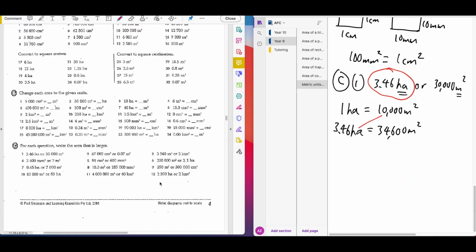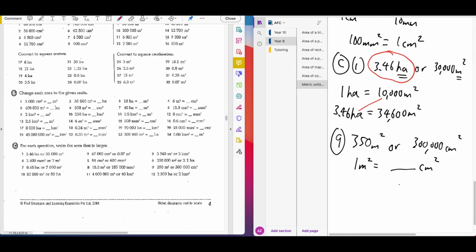Let's do question 9. This will be my last example. So question 9 is 350 square meters or 300,000 square centimeters. Okay, so what we should do is we got to convert from square meters to square centimeters, right? So 1 square meter is equal to how many square centimeters? So what we can do is you either have memorized the result or you can just draw the triangle. Draw the square every time.